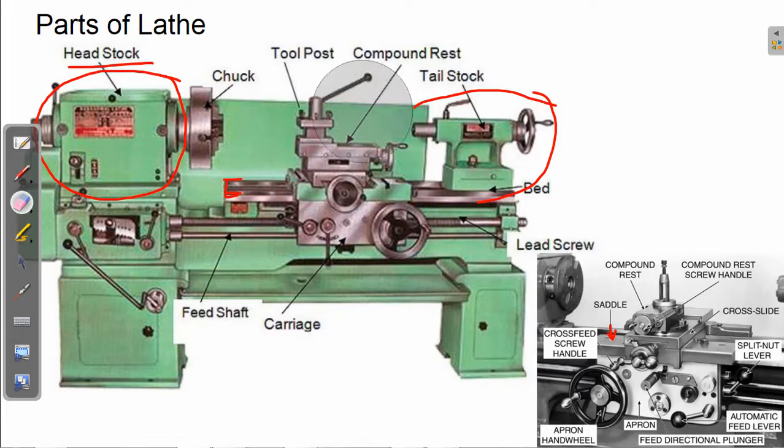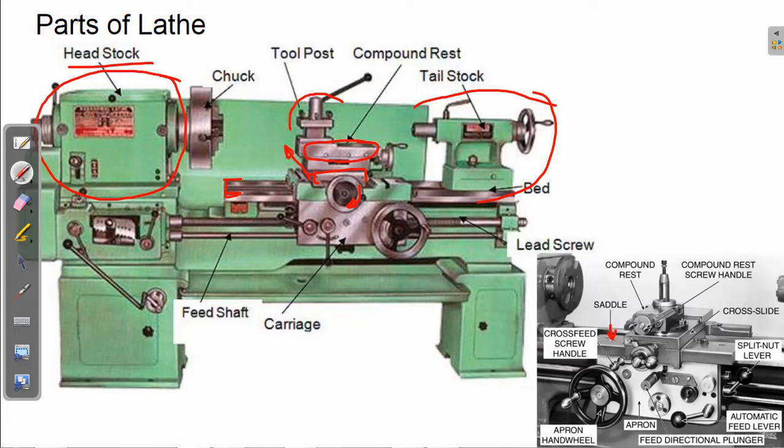Now you see that just over the saddle, the part that you can see is called the cross-slide. This is called the cross-slide because through this handle you can move this particular cross-slide perpendicular to the direction of the lathe bed. And just above this cross-slide is the part called the compound rest. So this part is actually the compound rest, which is above the cross-slide.